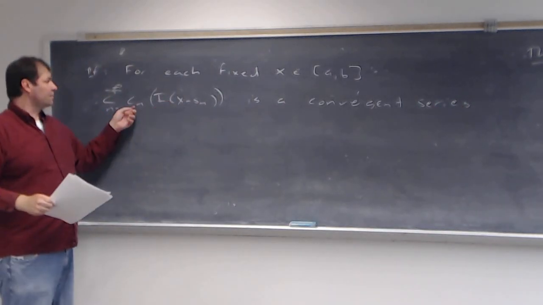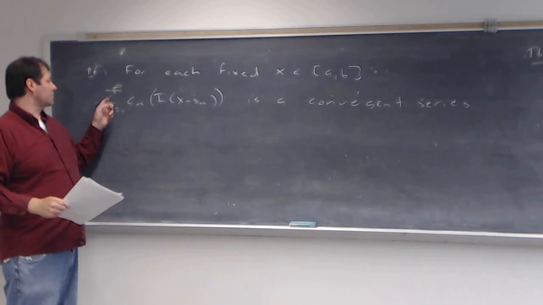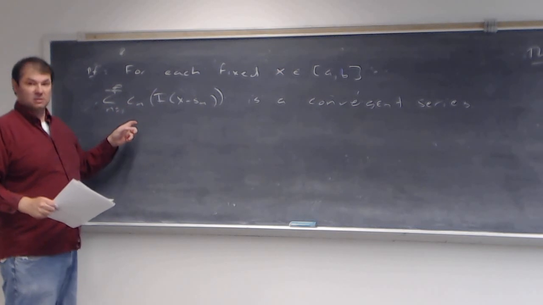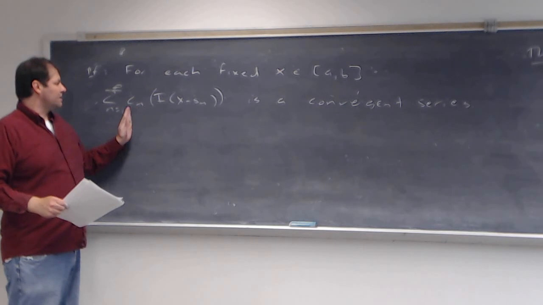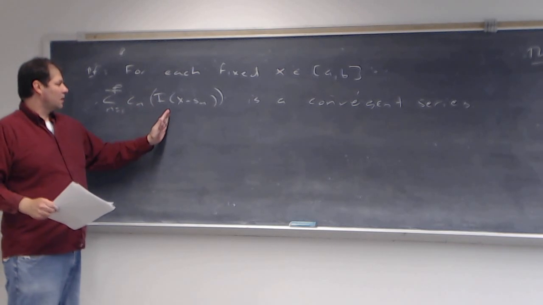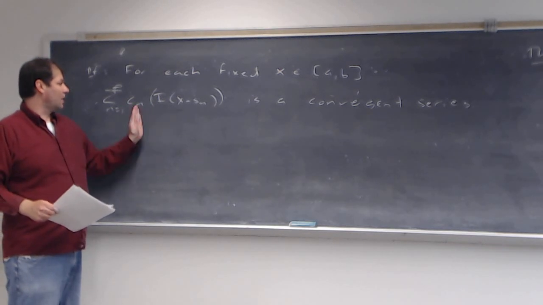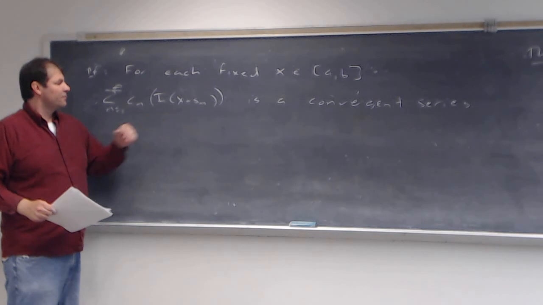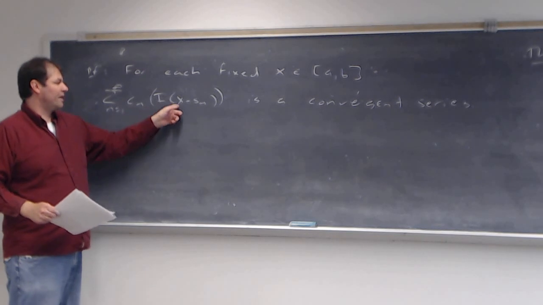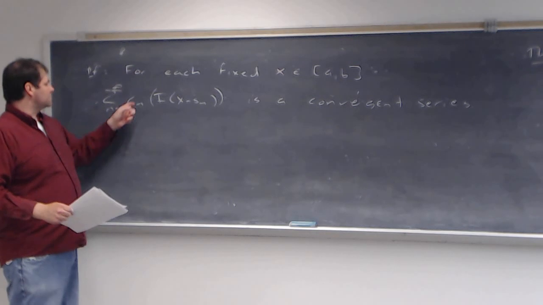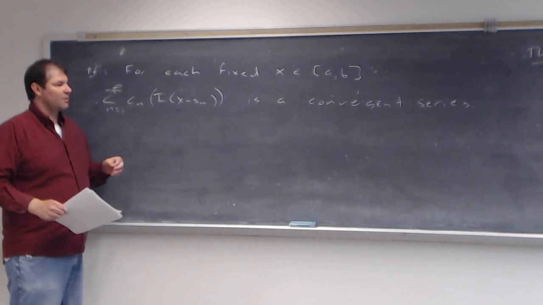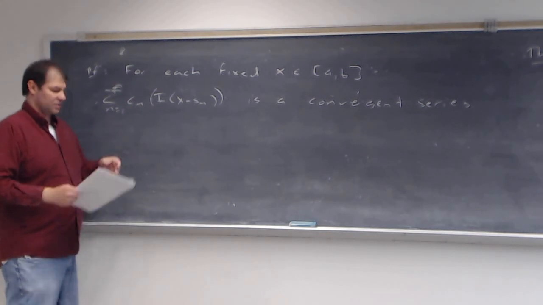And really that's true because this guy right here is either 0 or 1. So this sum is going to be less than or equal to the sum of all the c sub n's. And since this is a positive number, it's an increasing sequence, the partial sums are bounded by the sum of the c sub n's. And so by the monotone convergence theorem, this has to converge.